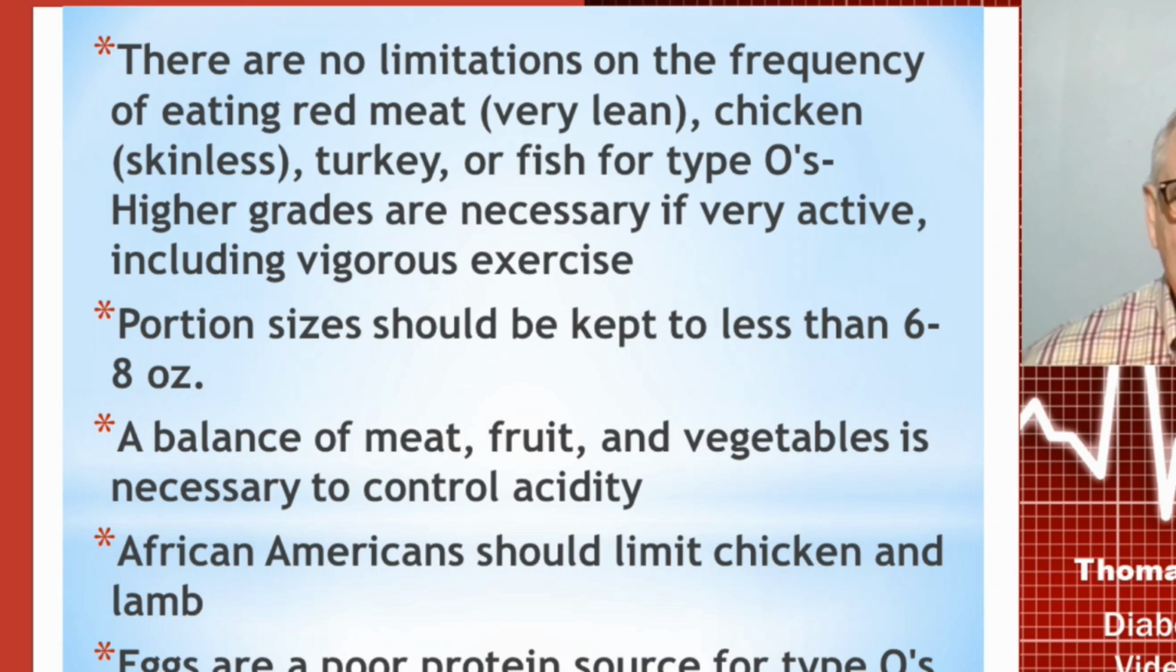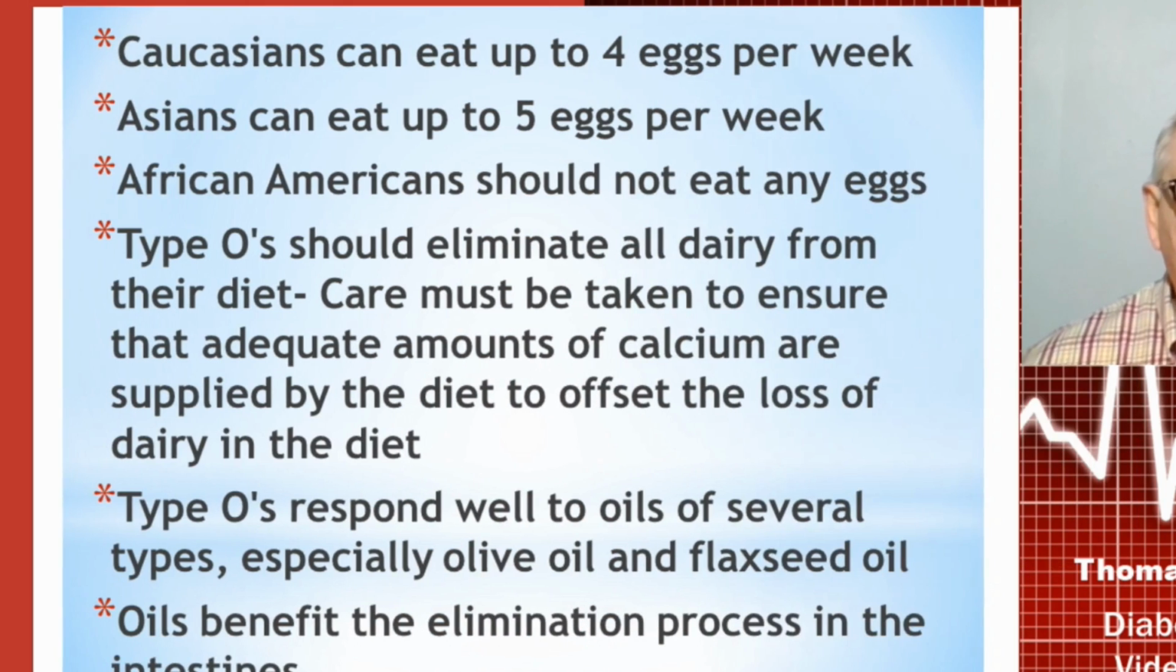Eggs are a poor protein source for type O's. Caucasians can eat up to 4 eggs per week. Asians can eat 5 per week. African Americans should not eat any eggs. Type O's should eliminate all dairy from their diet.